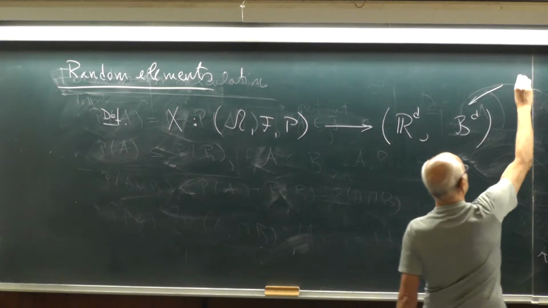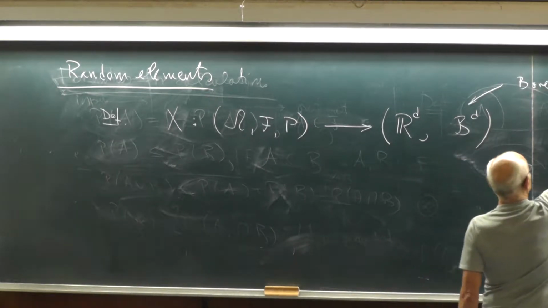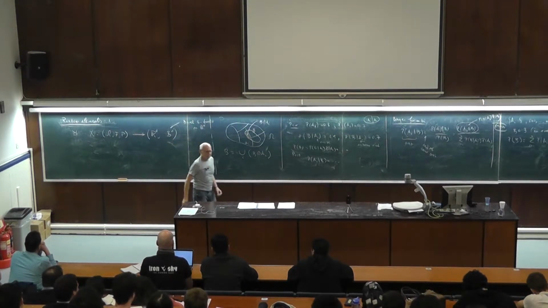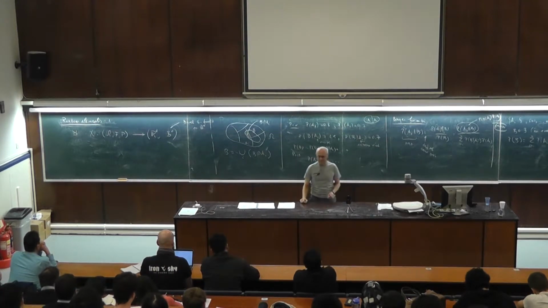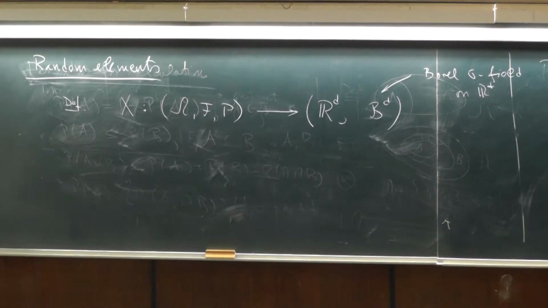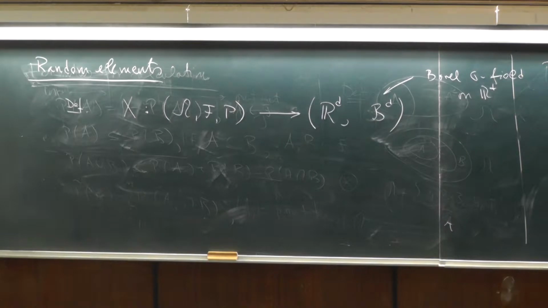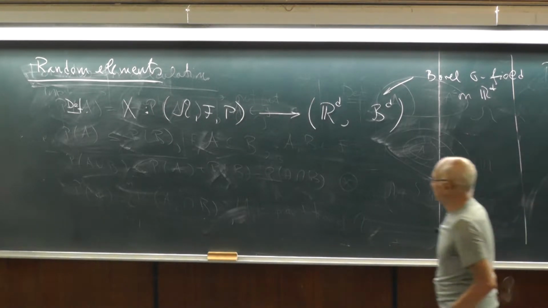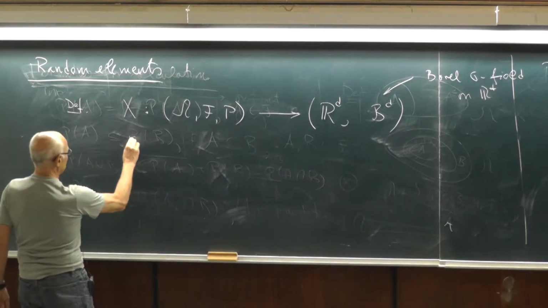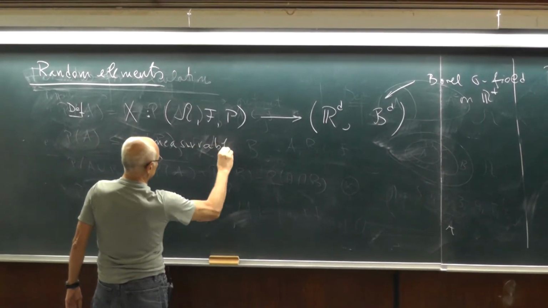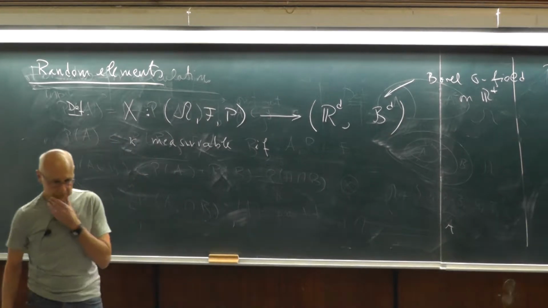So I'm going to write here what it is. It's the Borel sigma field on R^d. It's a sigma field generated by the intervals in R^d. On the real line, an interval, you know what it is, right? In a higher dimensional space they are rectangles, which can be open or not to the left. So such a function X is measurable if the following thing is true.